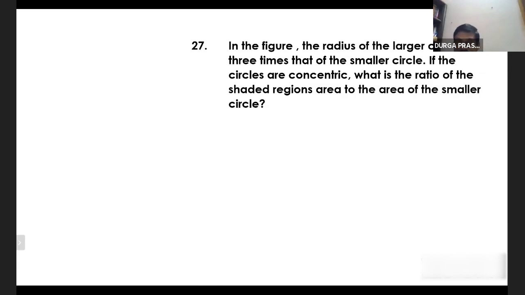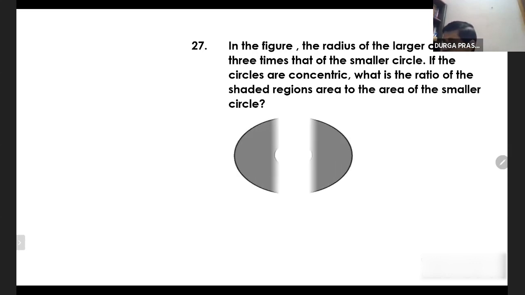In the figure, the radius of the larger circle, so let us first look at the figure. The radius of the larger circle is 3 times the small r. So capital R is 3 times small r. If the circles are concentric, what is the ratio of the shaded region area to the area of the smaller circle?